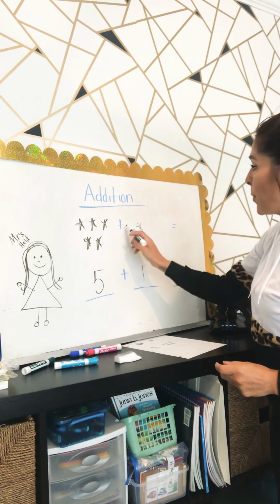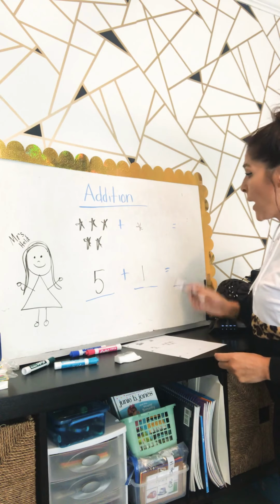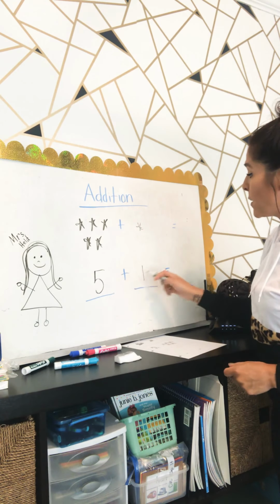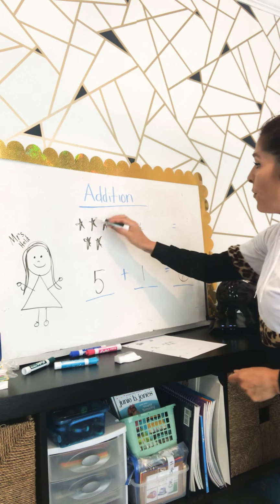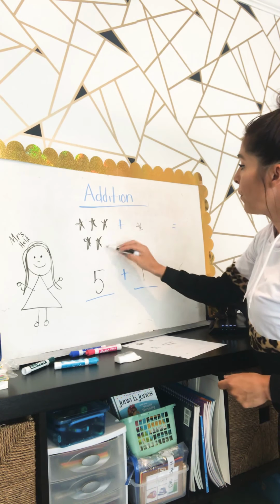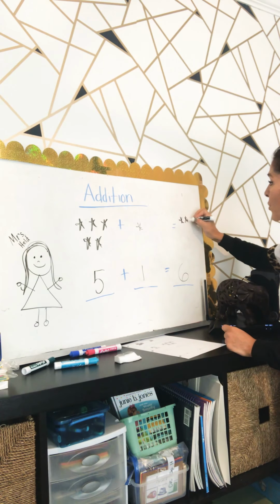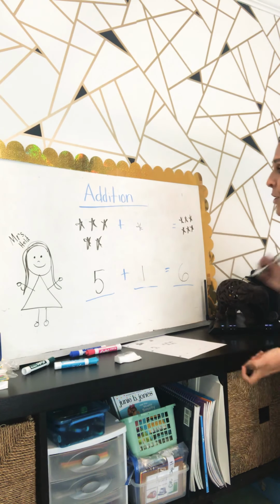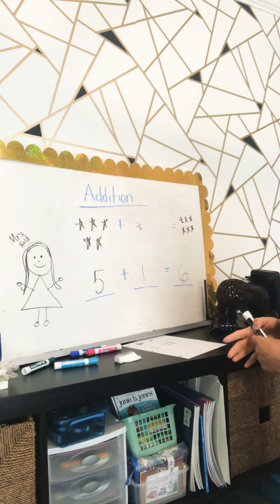Okay, so blank plus blank equals blank. Blank plus blank equals blank. Here we know what the blanks are. 5 plus 1 equals 6. 1, 2, 3, 4, 5 plus 1 equals, and then over here should be 6, but again, let's try to get them to show it in pictures. 1, 2, 3, 4, 5, 6. And I just always have them double check and count. That way we don't make mistakes.